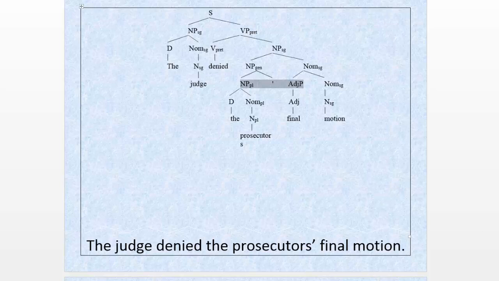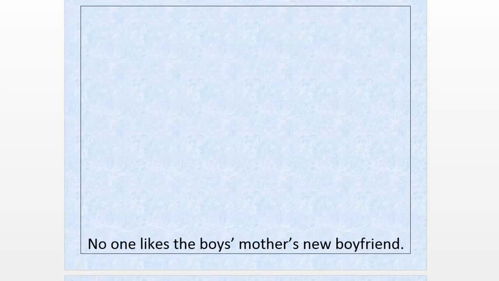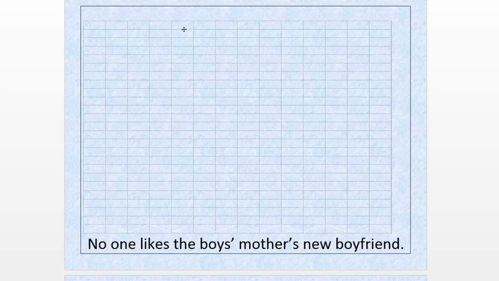All right, let's see. Another example. Oh, this is a good one. Now we've got lots of things going on here. No one likes the boy's mother's new boyfriend. Okay, so we've got lots of complicated stuff going on here. All right, let's take a look at the structure for it. Let me get my grid back up here. All right, no one likes. We'll start over here. All right.